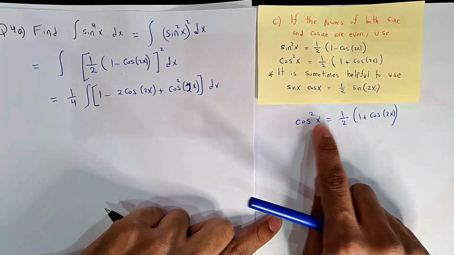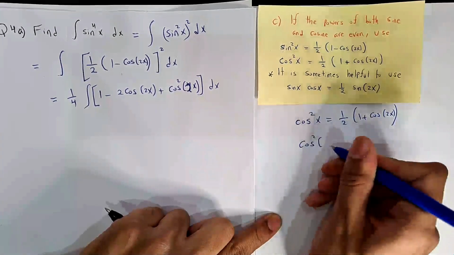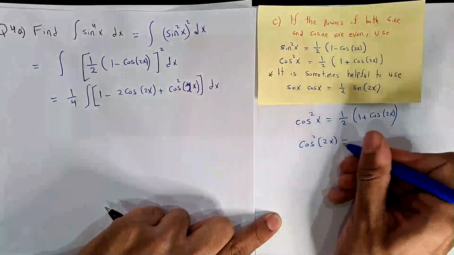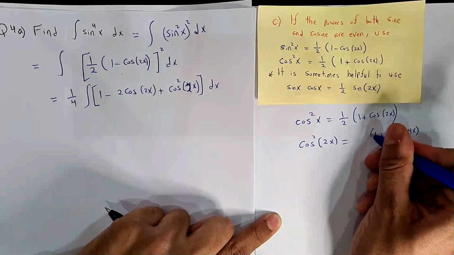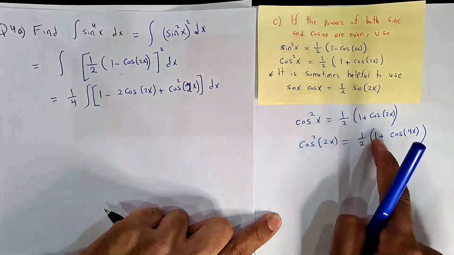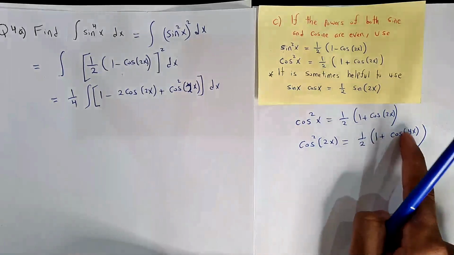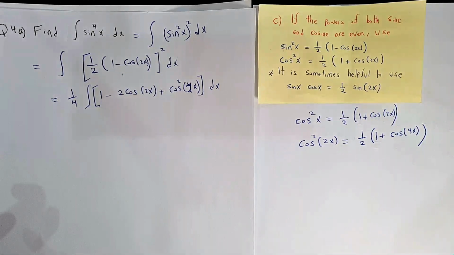The angle here is x, and here it is double of that. So if you have cosine square of 2x, then the formula will become cosine 4x here, plus 1, and you have 1 over 2. That means do not touch this half, and do not touch this one. Just double the angle only. Alright. Now if you do it this way, then the problem is solved.